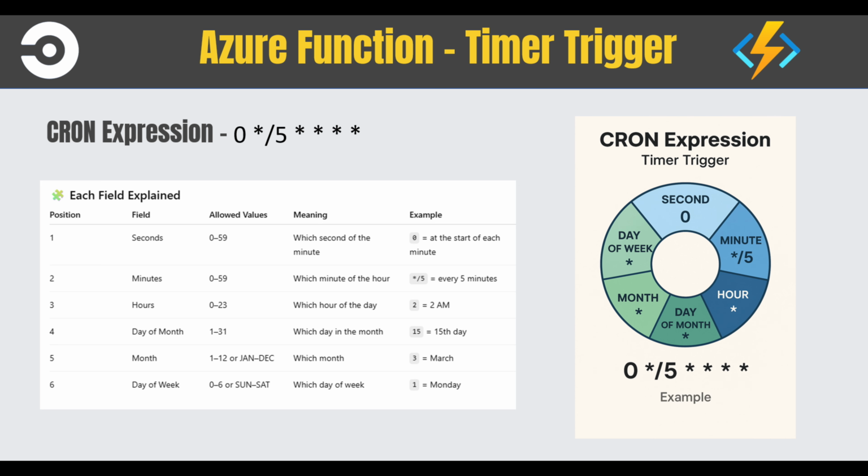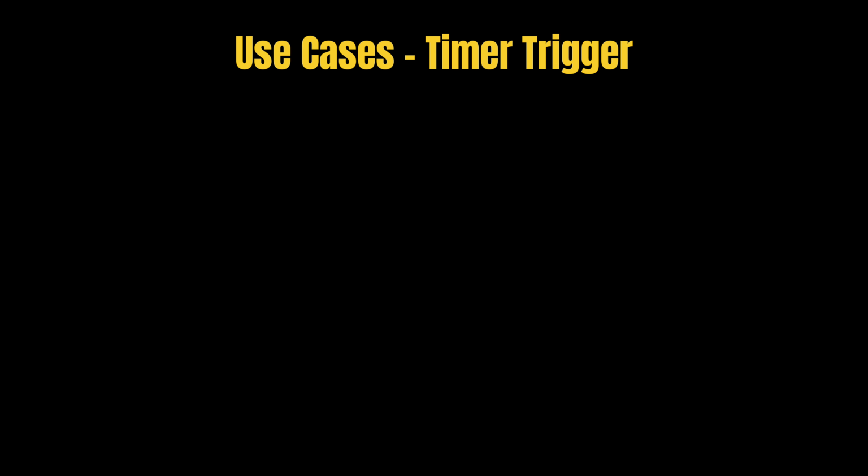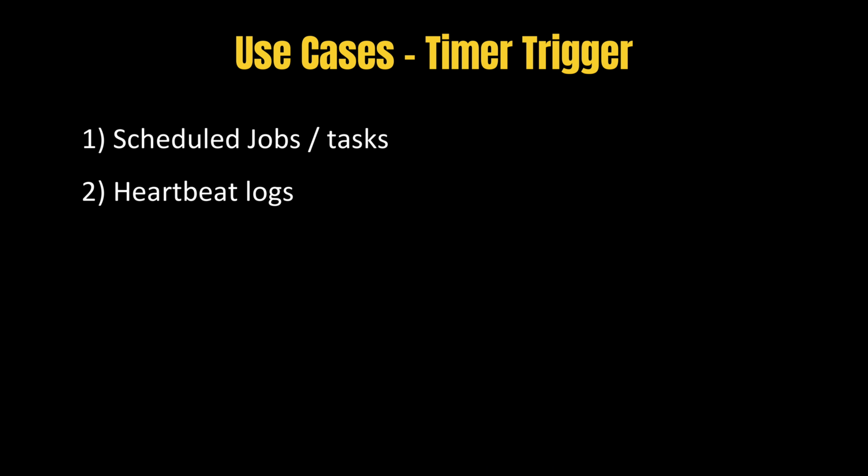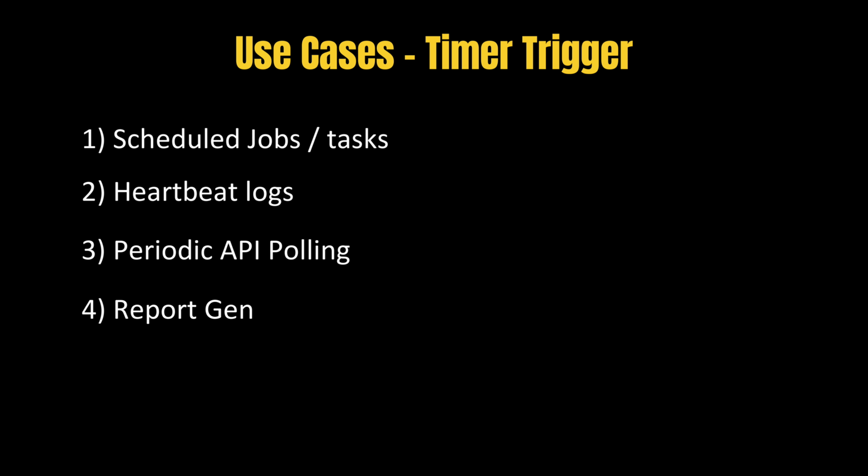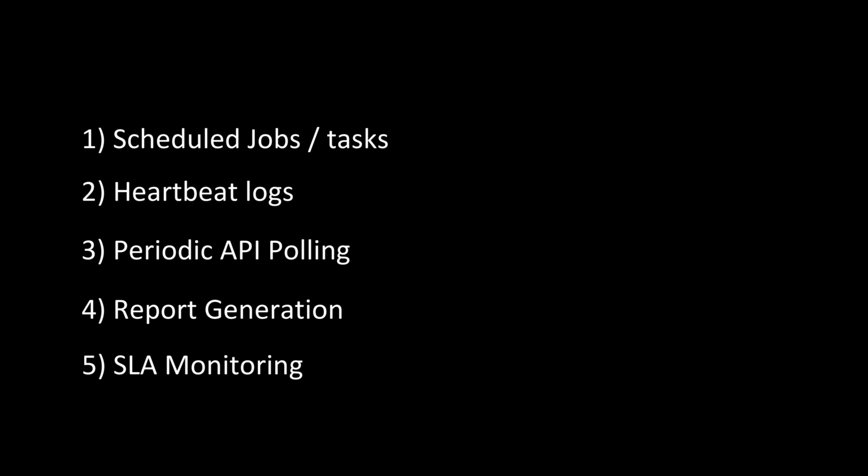So that's timer trigger. And what are the use cases? The use cases of timer trigger: schedule job, as we have mentioned. So there could be a nightly cleanup, then heartbeat logs, periodic API polling, report generation, and then SLA monitoring and all the stuff. So these are the main use cases of a timer triggered Azure function. Let us move on to the next trigger, which is the HTTP trigger.